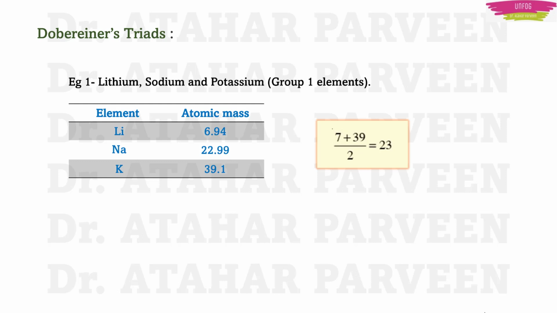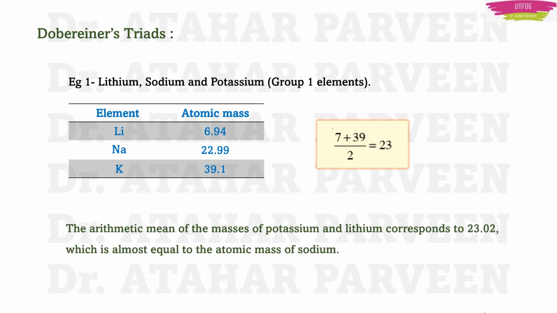atomic mass of sodium now. For that, I will take the average of the first element, which is lithium, and the third element, which is potassium. Nearly 6.94 is equal to 7, right? And 39.1 is nearly equal to 39, right? So (7 + 39) / 2 will give us 23, which is nearly equal to 22.99, which is the atomic mass of sodium. So here the arithmetic mean of masses of potassium and lithium corresponds to 23, which is almost equal to the atomic mass of sodium.